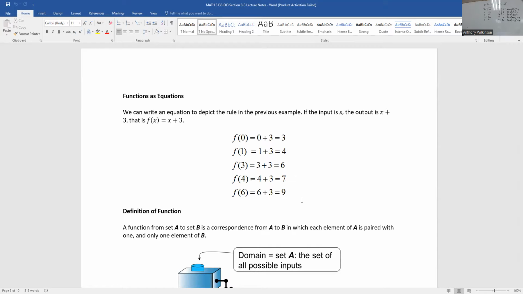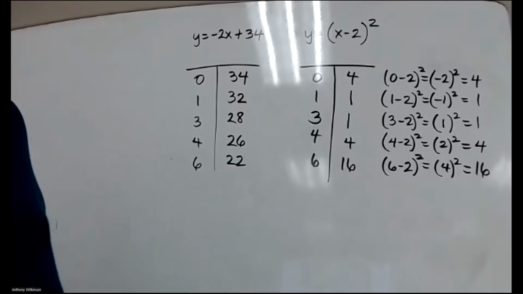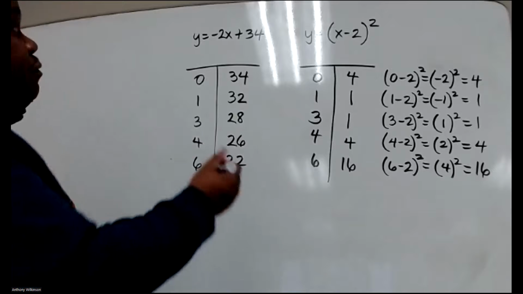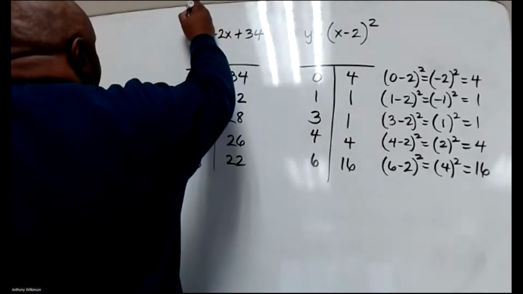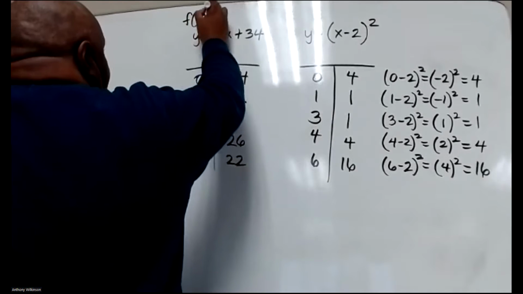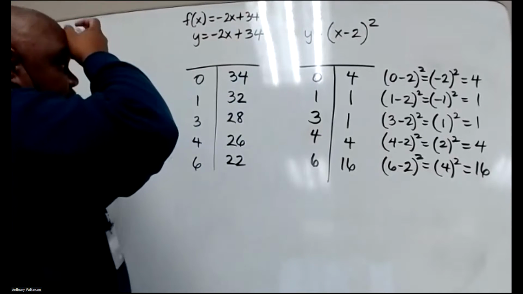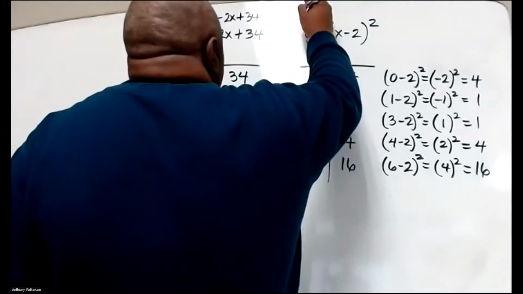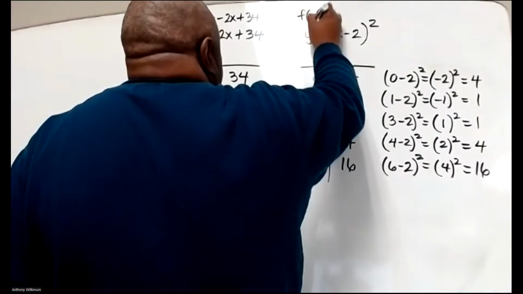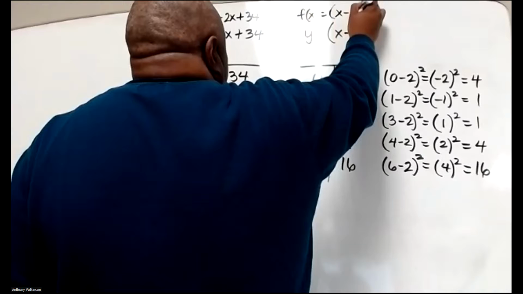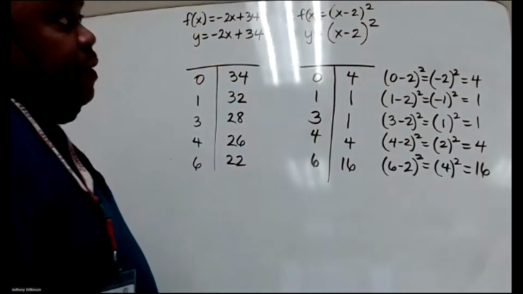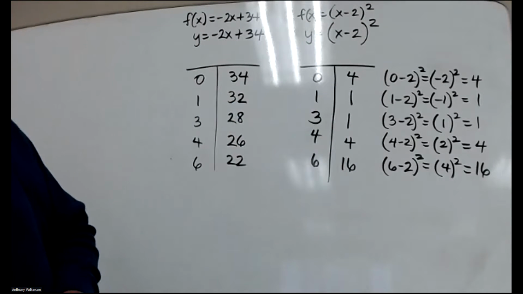And then the ones that we did for the function machines, here they do give the equation. But here we can write y equal to negative 2x plus 34 as f of x is equal to negative 2x plus 34. And the same for y equal (x minus 2) quantity squared. We can write that as f of x is equal to (x minus 2) quantity squared. Both f of x and y mean the same thing.